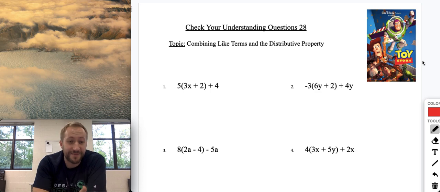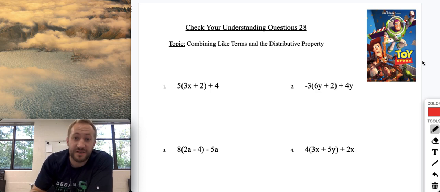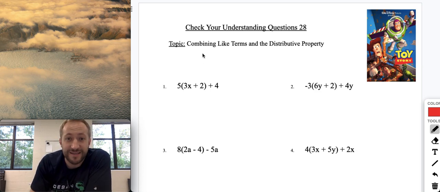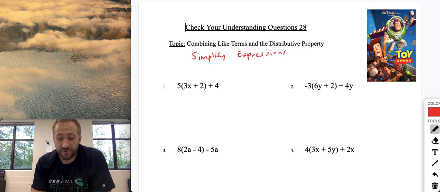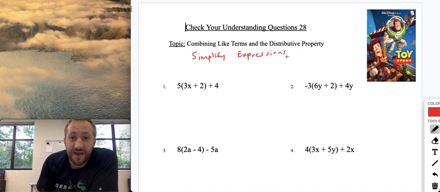So let's get back to the math. Today, once again, we're going to talk about simplifying expressions using these methods. So again, these are all ways to simplify expressions. Whenever we have these, we always have to do one before the other. We always have to use this one first, the distributive property.